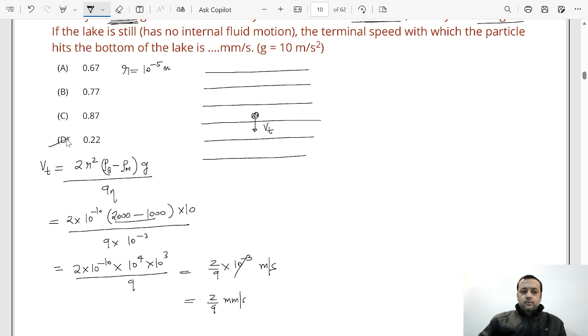All right, so 2 by 9 is 0.22. Option D will be the correct one. All right, let's move to the next one.